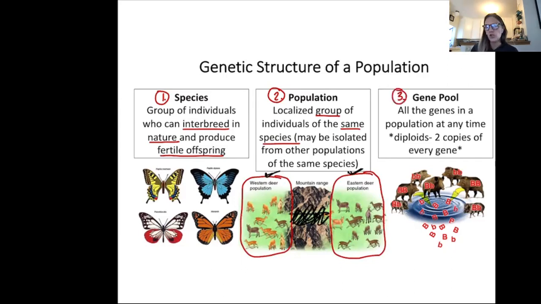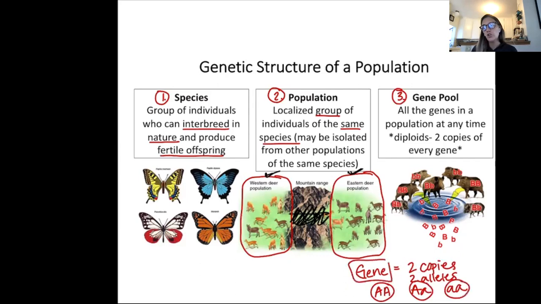The third definition is called a gene pool. And this is all of the genes in a population at any time. And remember, when we're talking about a gene, every gene, we have 2 copies, right? Or 2 alleles. For example, you can be homozygous dominant, you can be heterozygous, or you can be homozygous recessive. So there's 3 possibilities for every gene. The gene pool, you're going to throw every single allele in there. So you're kind of mixing all your alleles, all your copies of every gene together, right? All the genes in a population at one time.